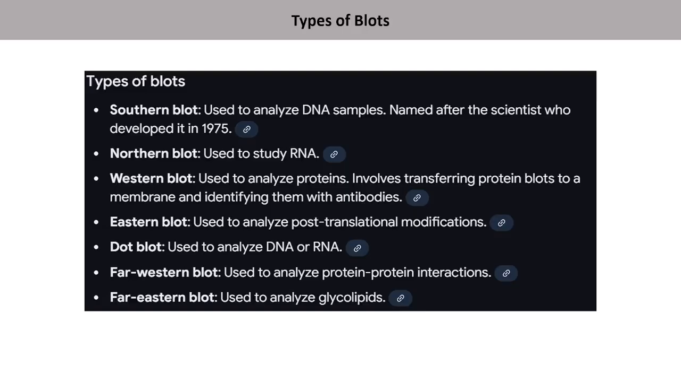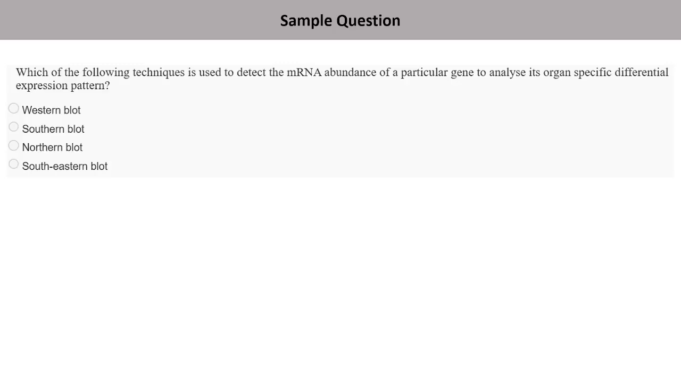If we move back to this, Southern blot was for DNA. mRNA is nothing but a type of RNA, so it will be northern blot. So the answer to this question is northern blot. That is, northern blot is the technique which is used to detect the mRNA abundance of any particular gene to analyze its organ-specific differential expression pattern.